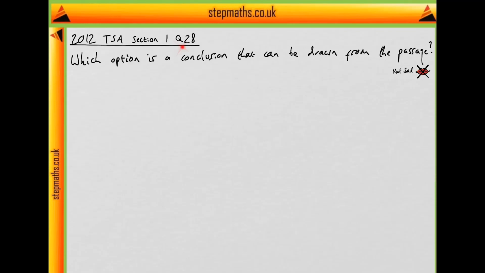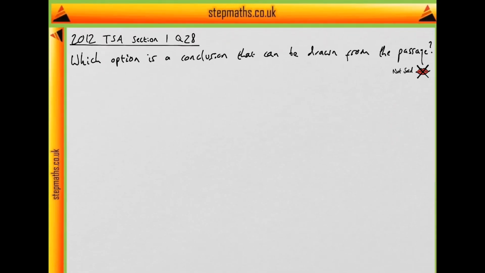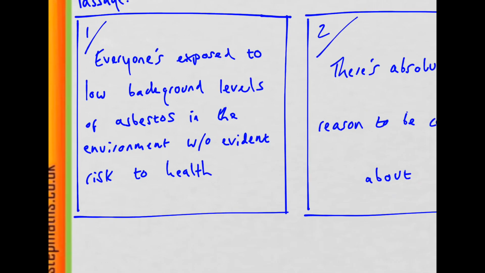This video is on question 28 of the 2012 TSA paper, and here we're asked which option is a conclusion that can be drawn from the passage. And remember, in this type of question, we're looking for something which isn't explicitly said that we can draw from the passage. And this is the passage that we're given.